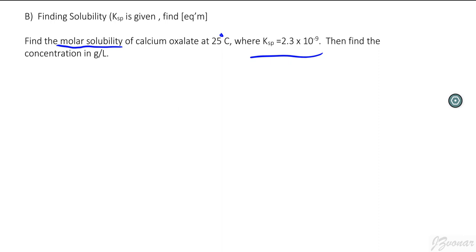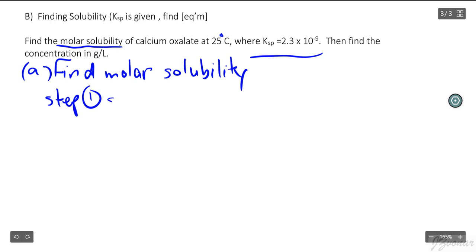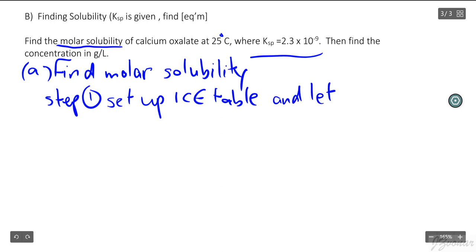So you've got to find the molar solubility, and molar solubility is in moles per liter. And then the second part is we want to find this concentration in grams per liter. All right, so let's do the first part of this question by finding the molar solubility. Okay, so step 1. As always, you've got to set up an ICE table. We're going to set up an ICE table and let X represent the change.